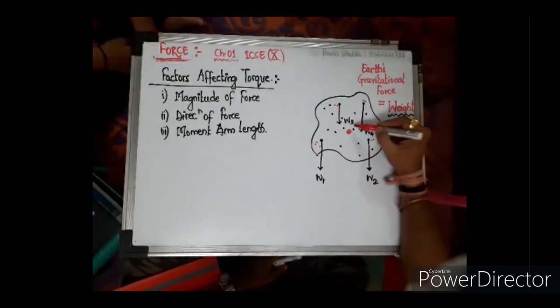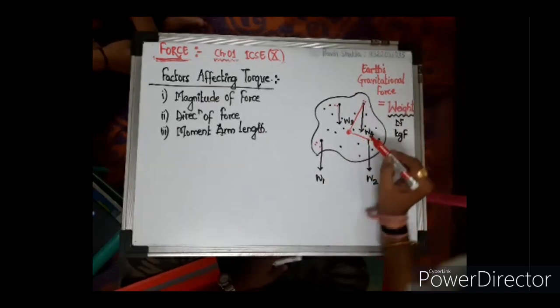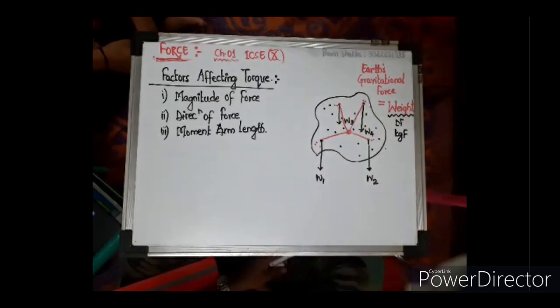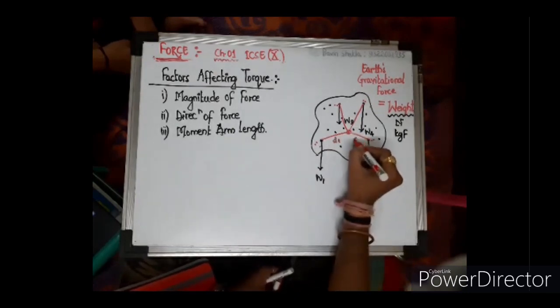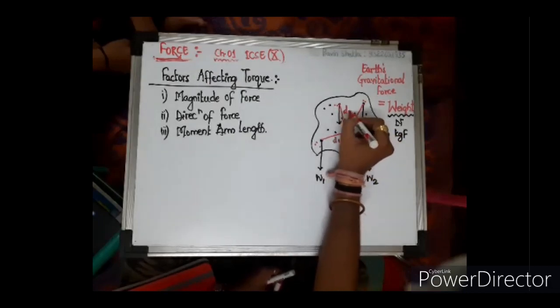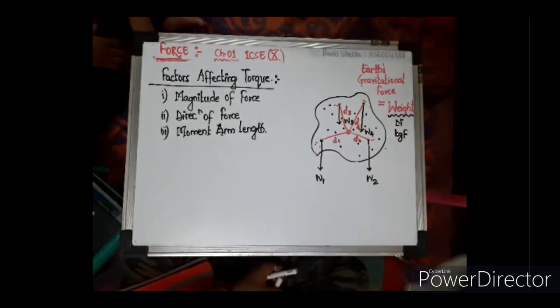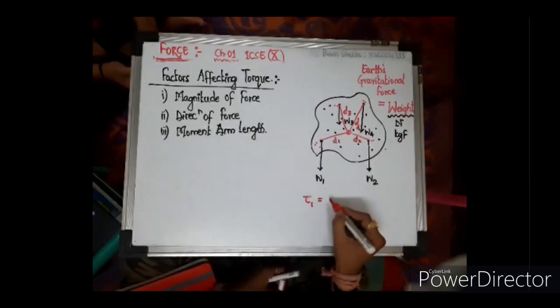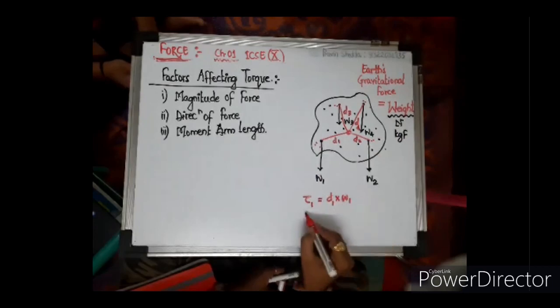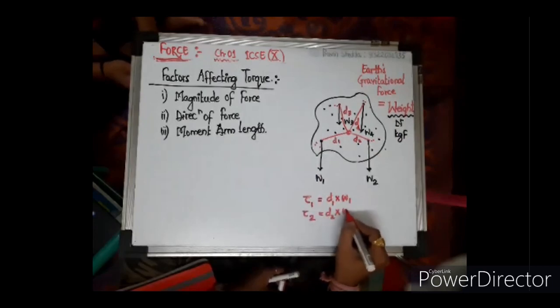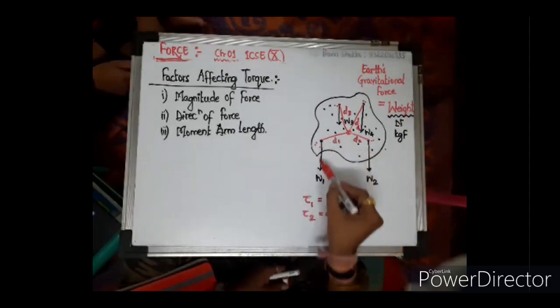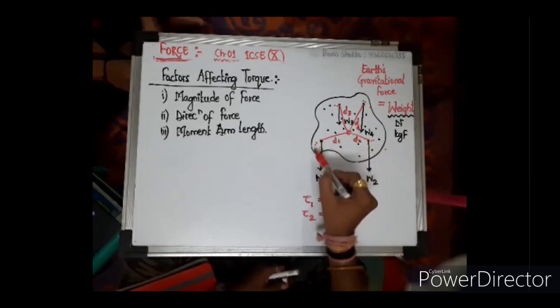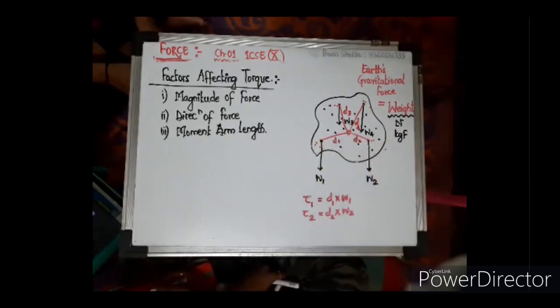Sir, how? Now look here. Understand this. This is distance. This is distance. This is distance. And this is also the distance. So, about moment arm: this is moment arm D1. This is moment arm D2. This is moment arm D3. And this is moment arm D4. What will be tau 1? D1 into W1, tau 2, D2 into W2. Tau 1, with respect to this point, is anti-clockwise, tau 2 is clockwise. Can you see this?